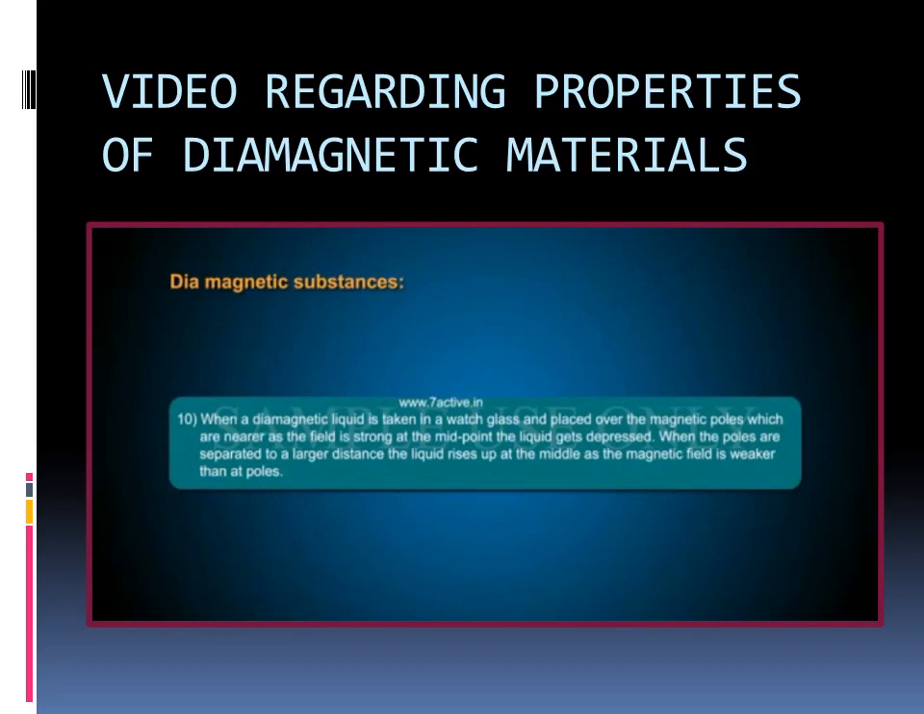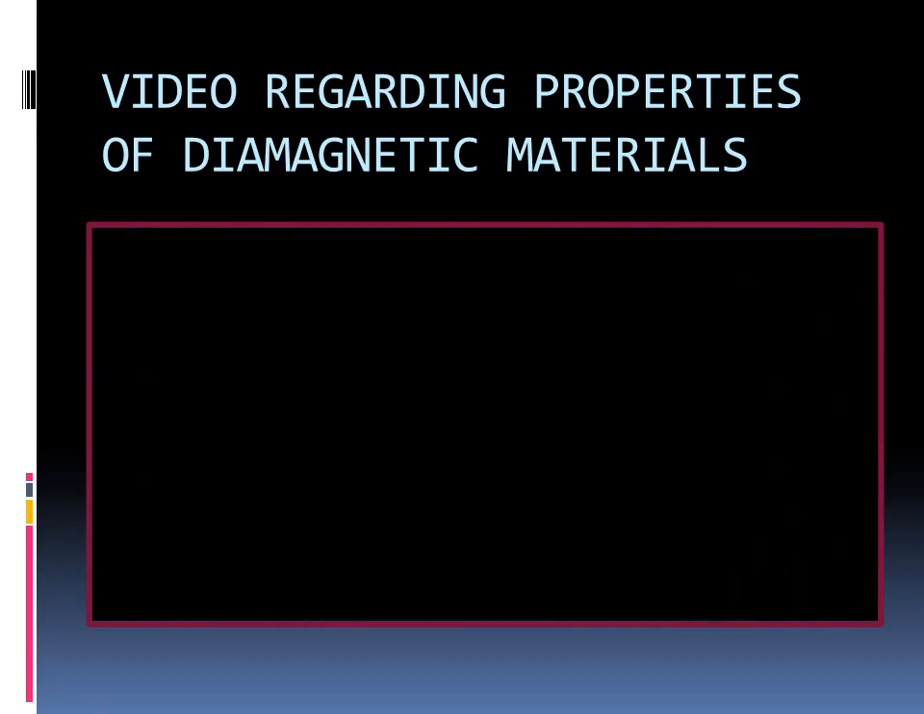9. The atoms of the diamagnetic substances do not have the resultant magnetic moment. 10. When a diamagnetic liquid is taken in a watch glass and placed over the magnetic poles, which are nearer, as the field is strong at the midpoint, the liquid gets depressed. When the poles are separated to a larger distance, the liquid rises up at the middle, as the magnetic field is weaker than at the poles.